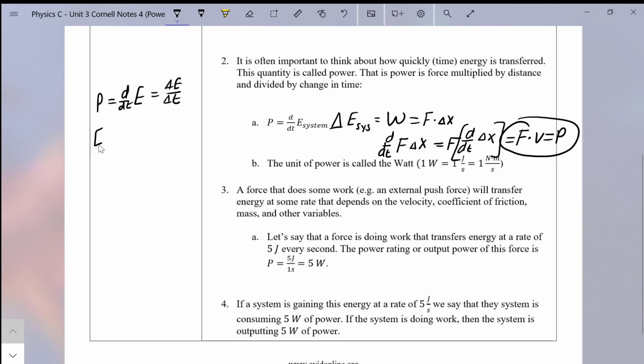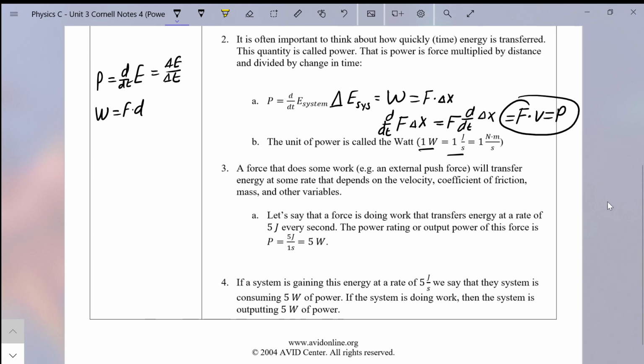And we had all this idea of work done being equal to force times distance, right? So the derivative of work is power. The unit of power is called a watt, and a watt is equal to a joule per second, which is also equal to a newton times a meter, that's a joule, divided by seconds. So our SI units of power are watts.